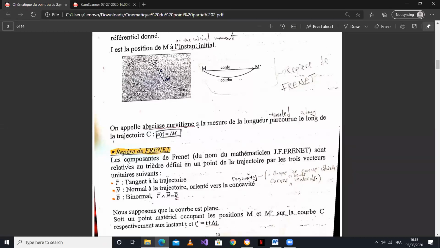So look at it. They're telling us: les composantes de Frenet, du nom du mathématicien J.F. Frenet, sont relatives au trièdre défini en un point de la trajectoire par les trois vecteurs unitaires suivants. So the base this time is defined by these three unit vectors. We already know for it to be called a base, its vectors have to be unit vectors and they have to be orthogonal in most cases.